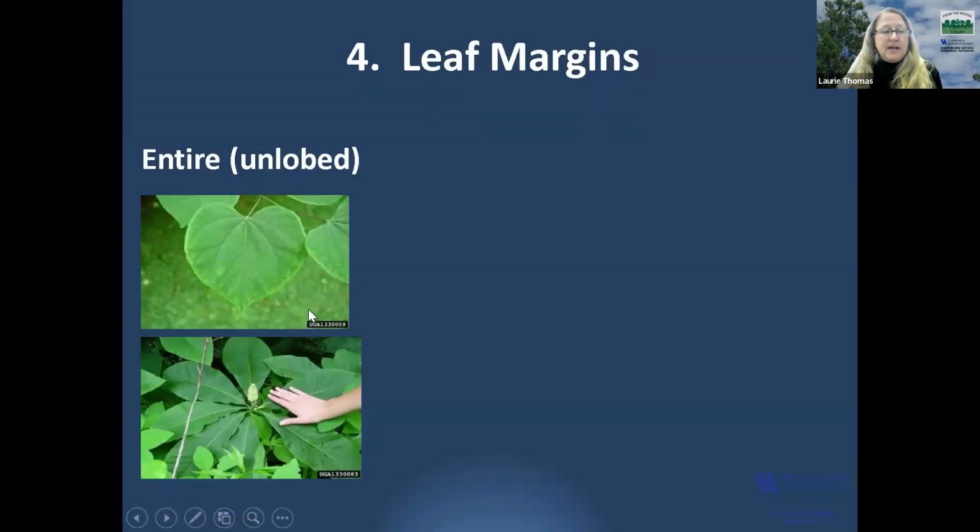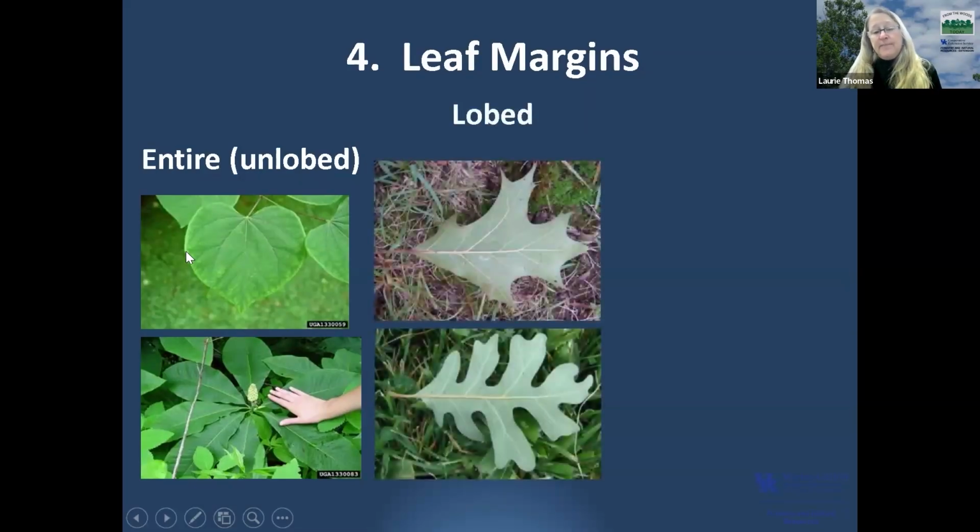So one of the types of margins we have is entire, or unlobed. So it's nice and smooth. There aren't any teeth and there aren't any lobes or indentations on it. And these are two great examples. We've got our umbrella magnolia here, and you can see that's a very large leaf. And then we've got this little one right here that's not quite as large, but there are no indentations and no teeth along that edge.